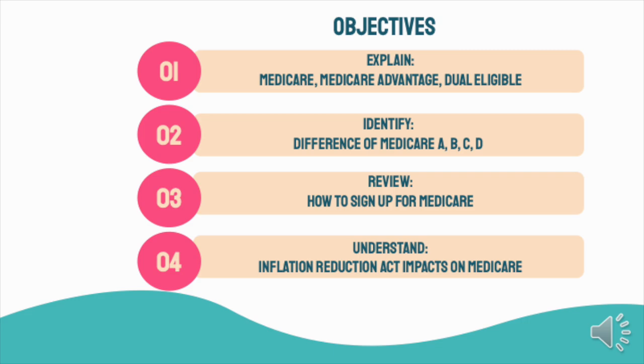Now, let's go over our objectives for this presentation. Firstly, we are going to explain what Medicare versus Medicare Advantage is, what it means to be dual eligible. Secondly, we're going to help you identify and understand the differences between Medicare Part A, Part B, Part C, and Part D. Thirdly, we are going to review with you how to sign up for Medicare. And lastly, we are going to help you understand how the new Inflation Reduction Act impacts Medicare in the coming years.